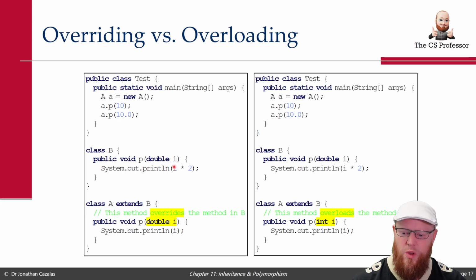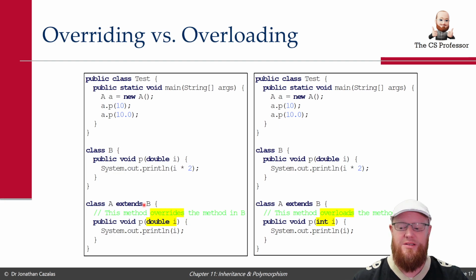And what do we do with that method? We merely print that parameter times 2. Pretty straightforward. Class A extends B, which means it inherits any and all public data members and public methods. So class A is going to, in fact, inherit this method p from class B. But notice what we do right here. Inside class A, we have a method called p with a double as a parameter. That's the exact same signature. This is an example of overriding.